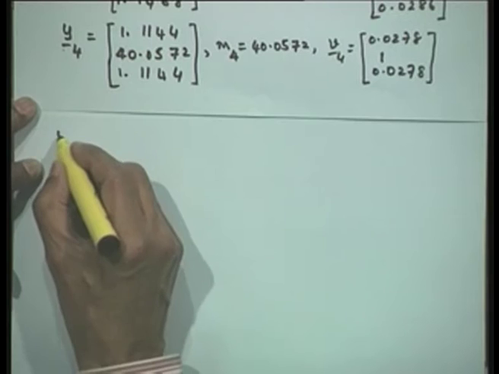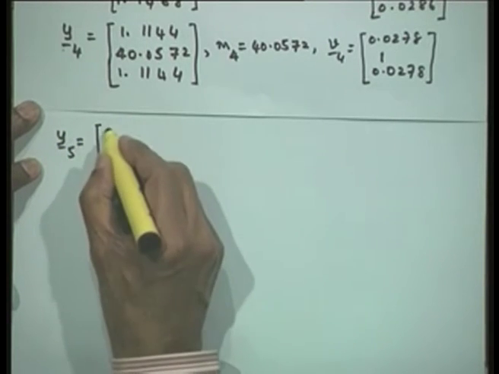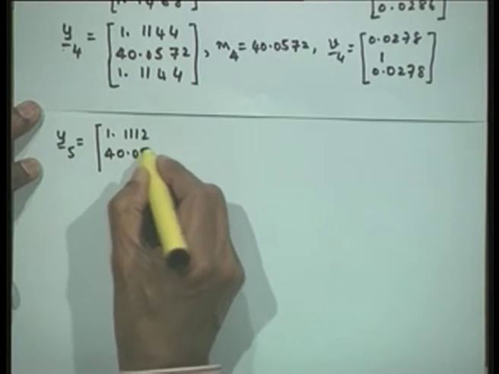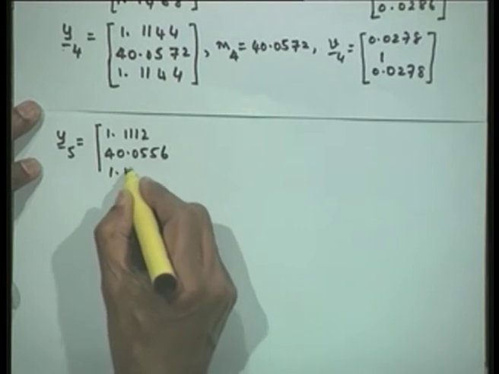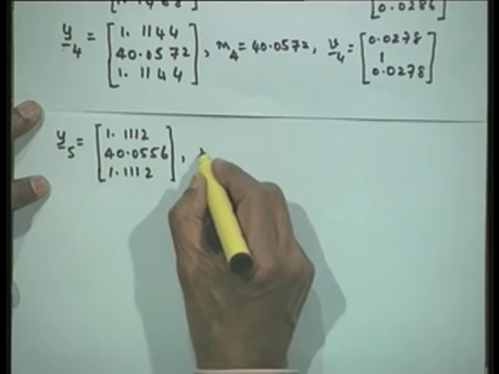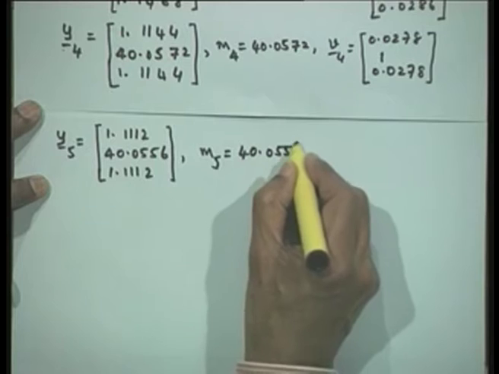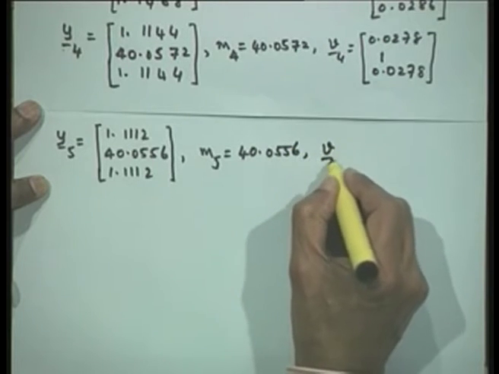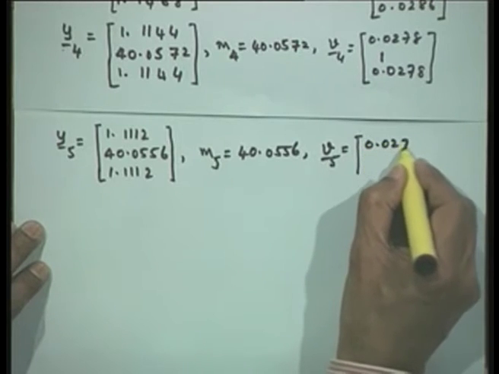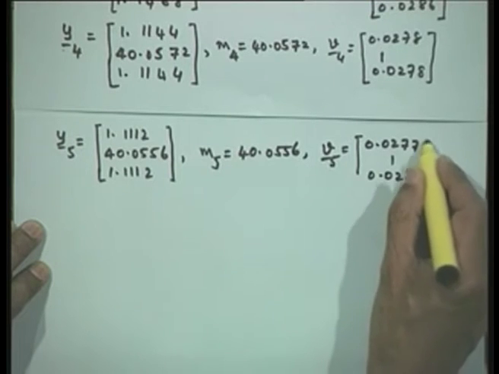Now let us go to fifth iteration. This gives me 1.112, 40.0556, 1.112. Therefore, our largest element in magnitude is 40.0556 and V5 is 0.0277, 0.0277.